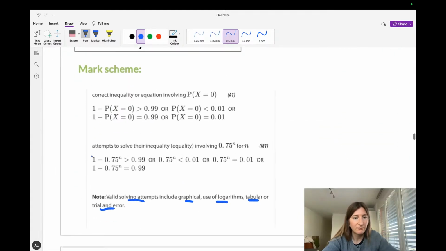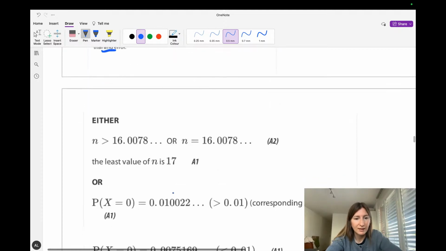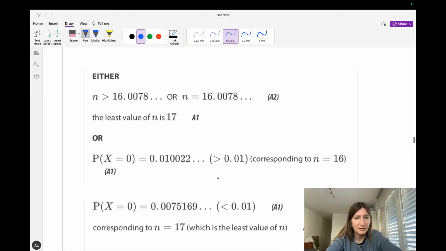Attempts to solve, aren't they nice? There's always attempts that you get marks for. So always show something, always try something. I think you'll always have at least a vague idea of what the question is asking. So you can attempt to show something and still get marks for that. All right, and then we would have gotten that, and you would find that the least value of n is 17. Again, check them. Check 16, check 17, substitute it in and make sure that you have really got the correct value there.